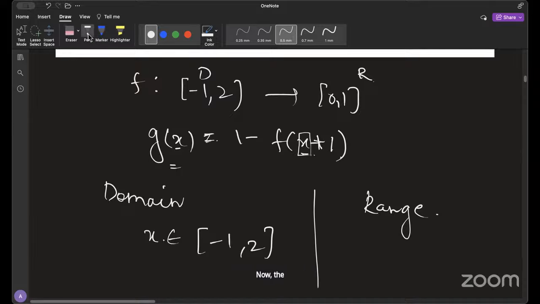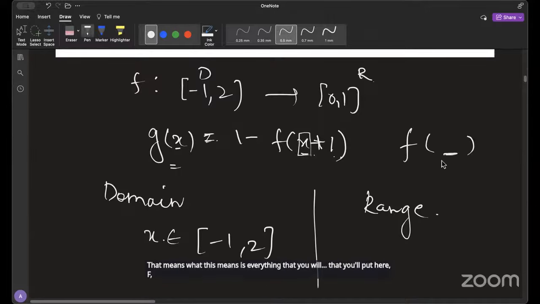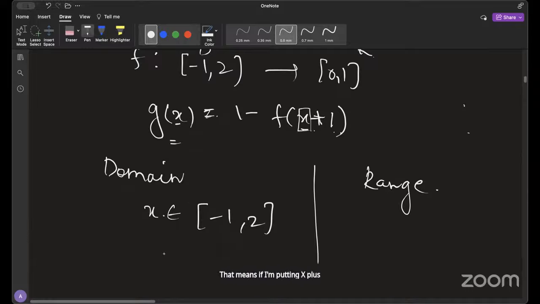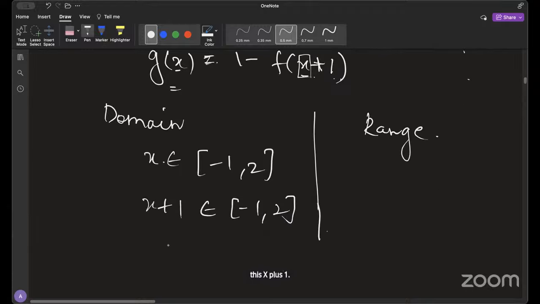Now, the argument of f is this, right? Everything that you put in this bracket of f, whether I write it y, z or anything, should be in the domain of f. Then only I can put it in the place of the argument of f. That means if I'm putting x plus 1 here, x plus 1 should be in -1 to 2. That means x plus 1 should be less than or equal to 2 and greater than or equal to -1.